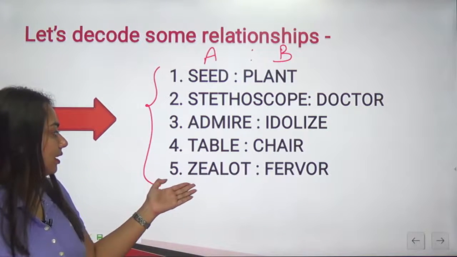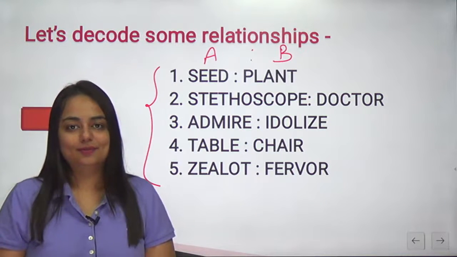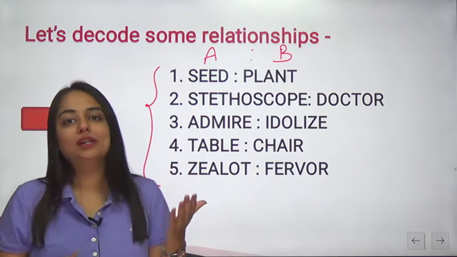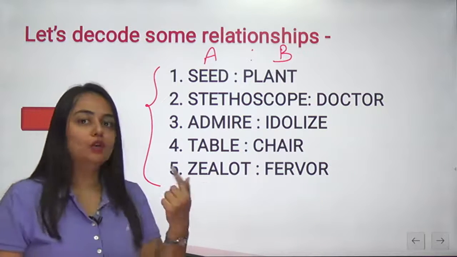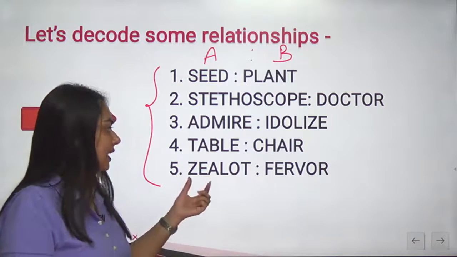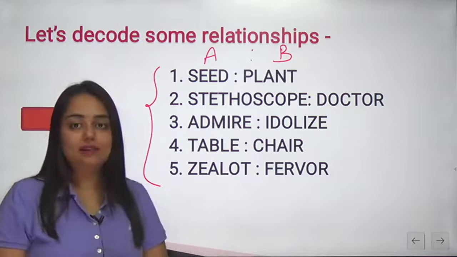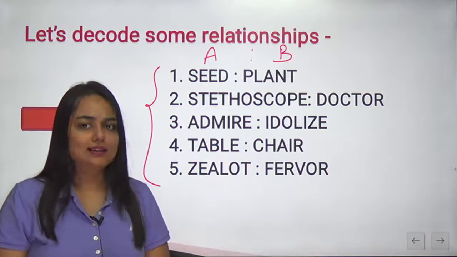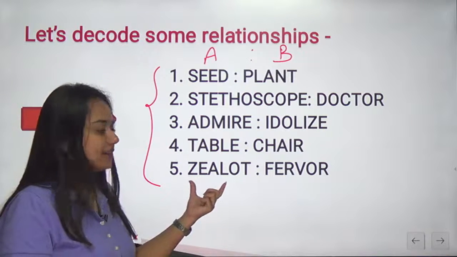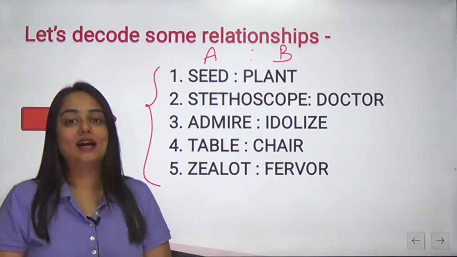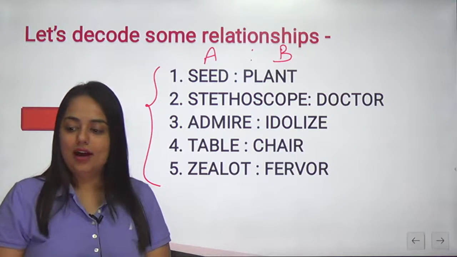Moving on to this one, zealot is to fervor. Now what is this one? So apart from looking for the meanings of the word, another hint that you can go with is, you can see what part of speech it is. Zealot and fervor. It is not zeal or being zealous, it's zealot. It means it is used for a person. So it's a noun. Zealot is an adjective actually. It's an adjective used for a person who has great zeal. And then what is fervor?